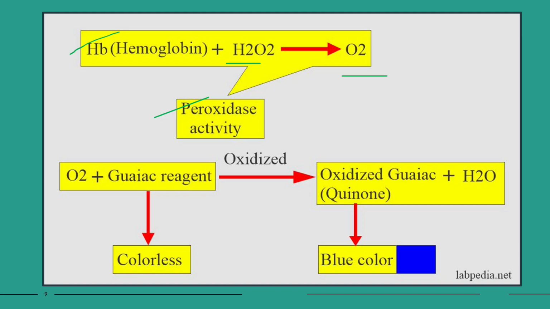Oxygen will react with the guaiac reagent incorporated on our test kit. Remember that guaiac in its base form is a colorless compound. If guaiac is oxidized, it becomes quinone in the process. Remember, quinone is a blue compound. So this is actually the positive result for the fecal occult blood test.